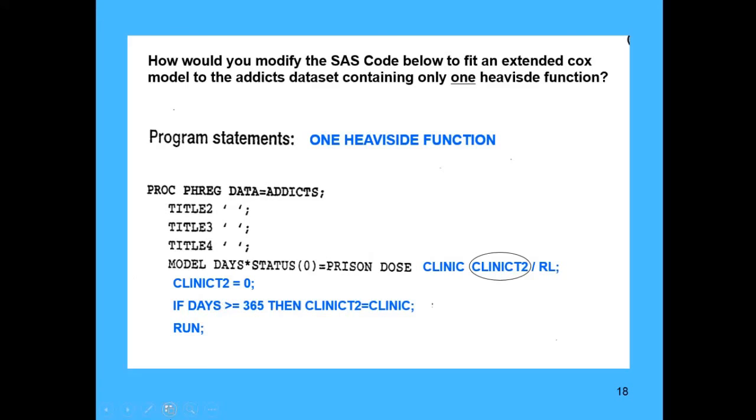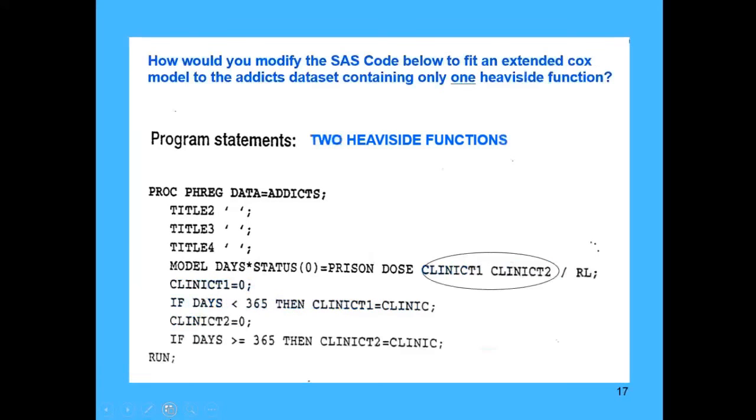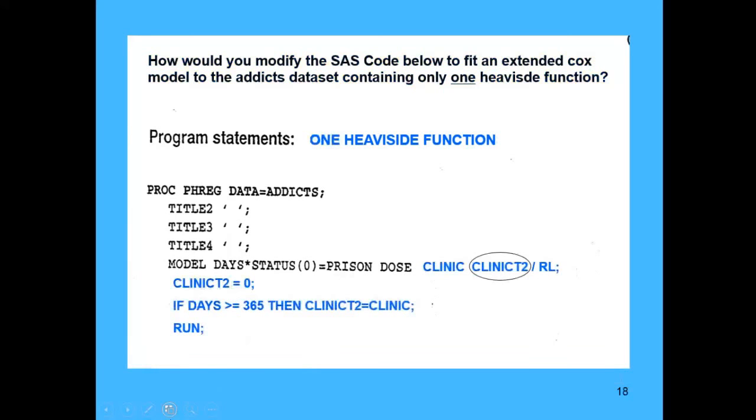So if I wanted to fit a model with one Heaviside function, this would be the code I'd use. And if I wanted to use two Heaviside functions without a clinic variable in the model, I'd use this. Both these models are going to give me the same results. Now let's see what results we get. That's the next thing we have to do.